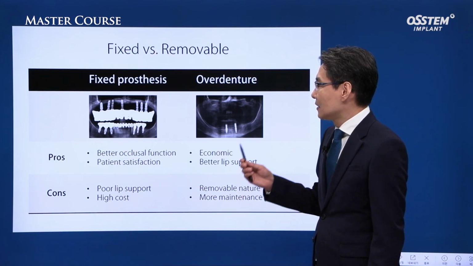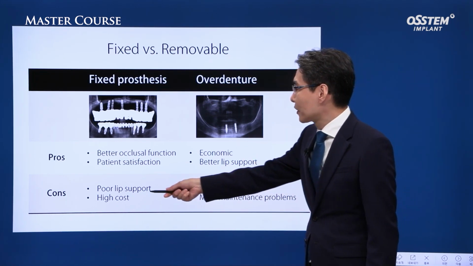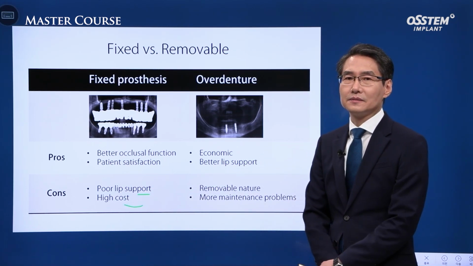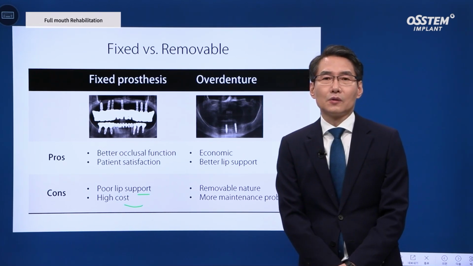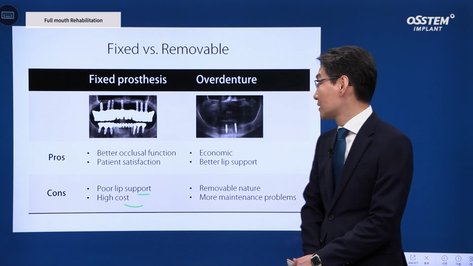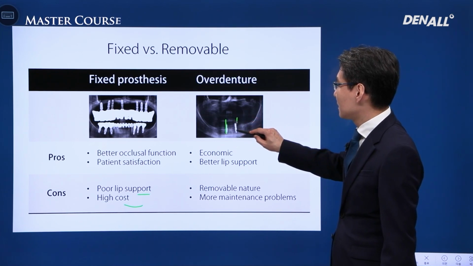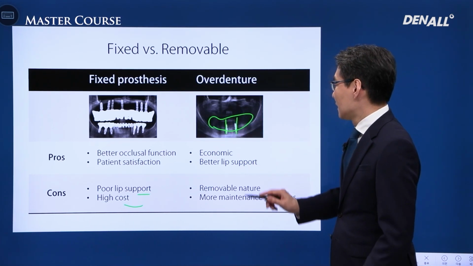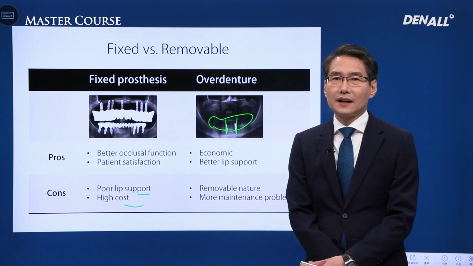There's downside as well. If there's a lot of alveolar bone resorption, there can be lack of lip support, and it takes a lot of time and money and effort. Because of financial reasons, patients may utilize removable prosthesis rather than fixed prosthesis. In this case, two implants will be placed in the lower and implant overdenture will be provided. Because this is removable prosthesis, there are limitations.